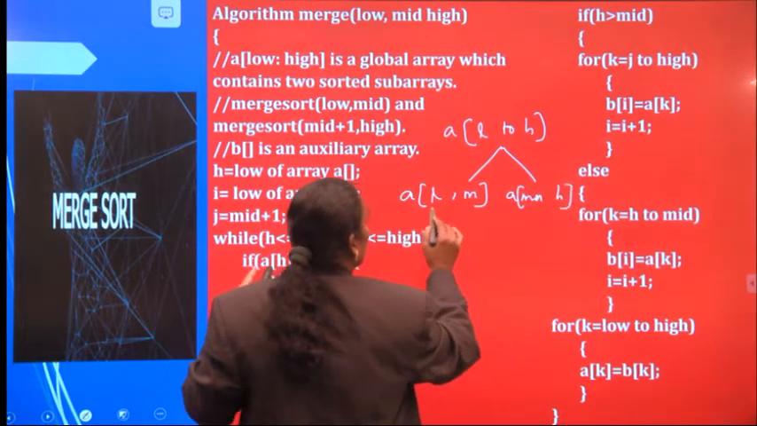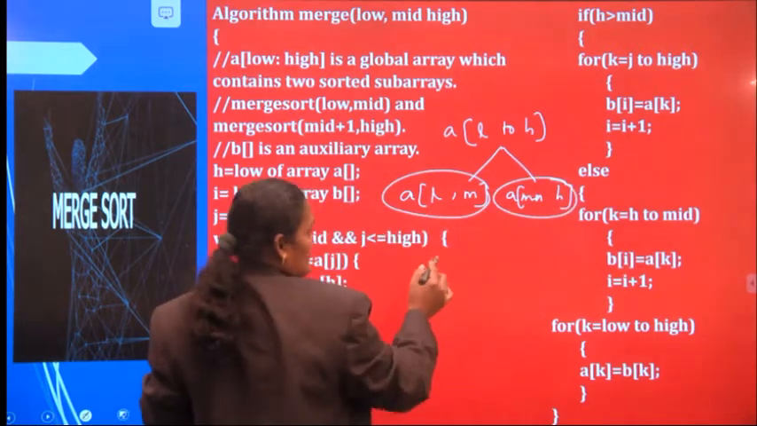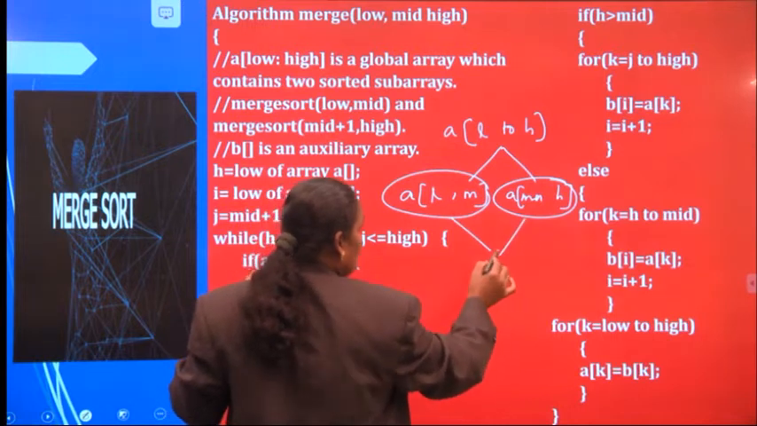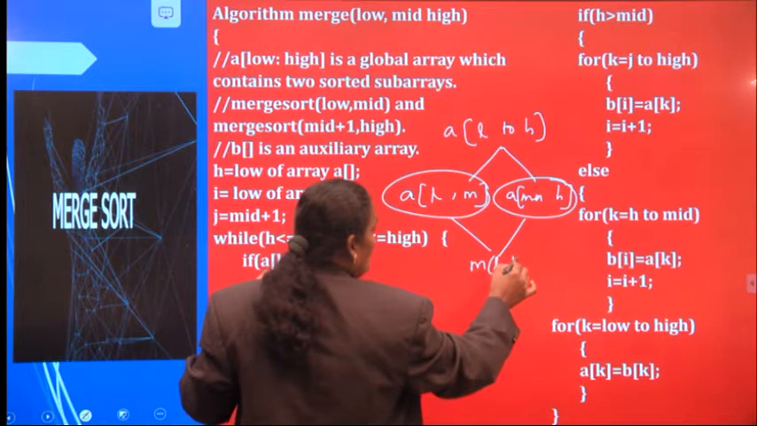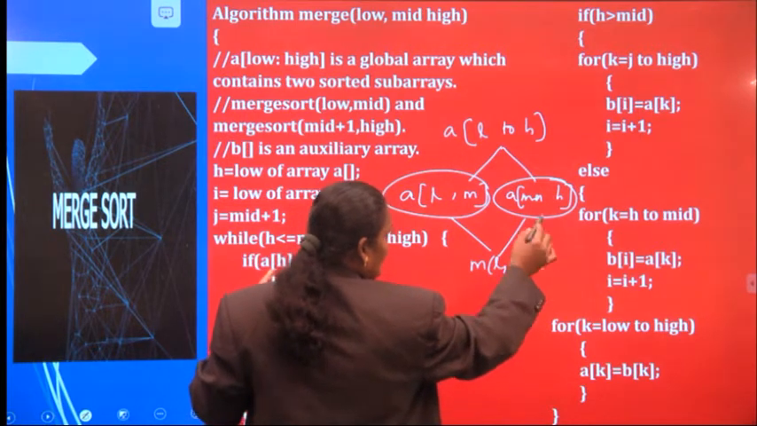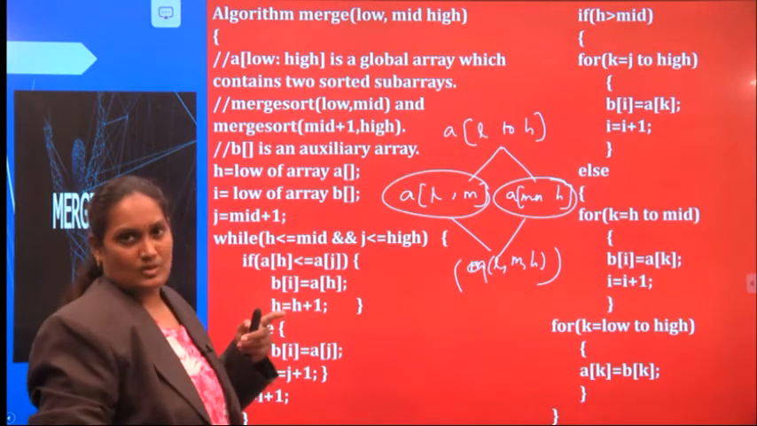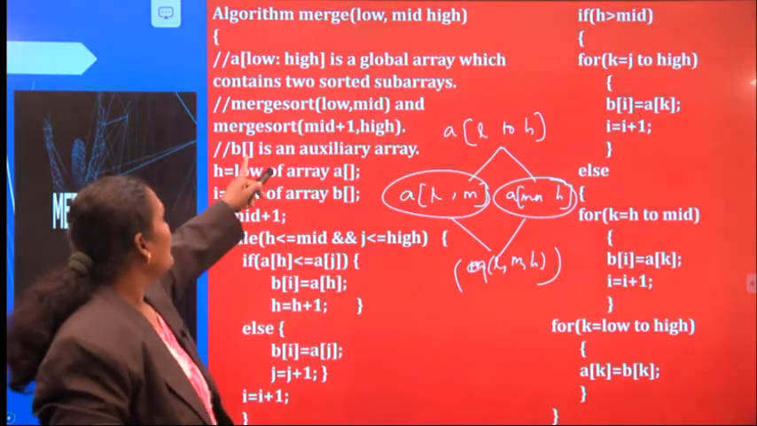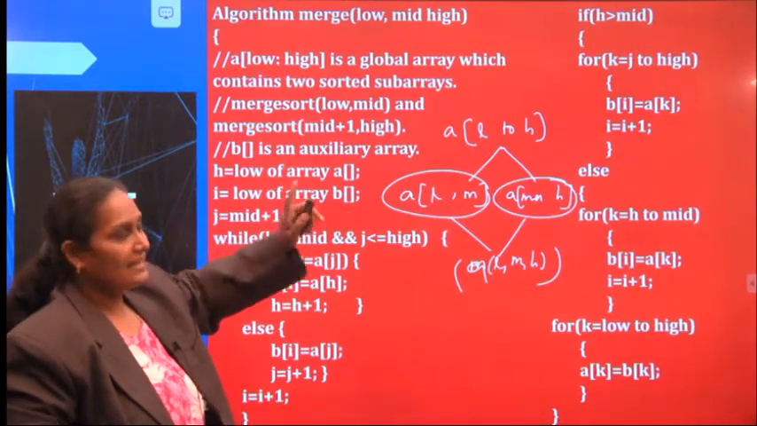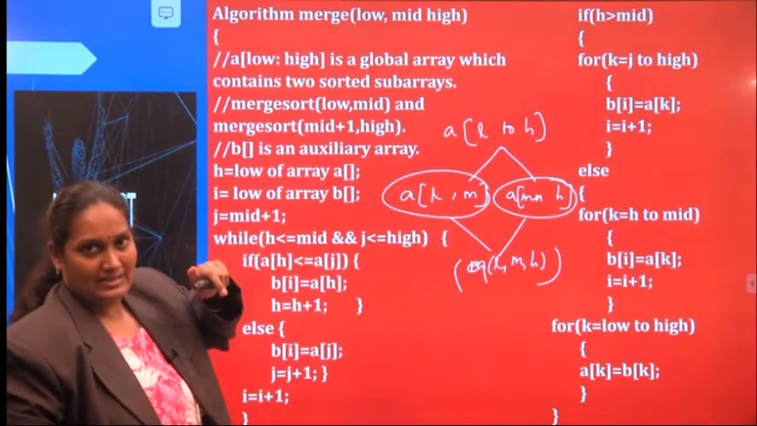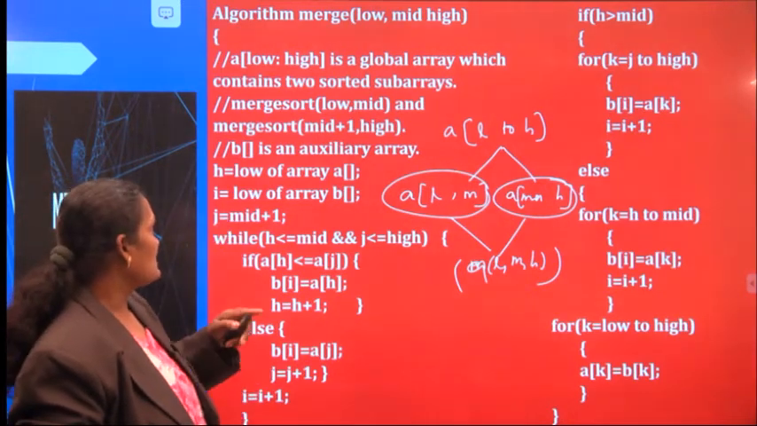These two are sorted individually, and they are called for merging: A, low, mid, high. Both are to be merged. We need to merge these two to get the sorted array. For our convenience, we take B as an auxiliary array, another array for storing the intermediate values.